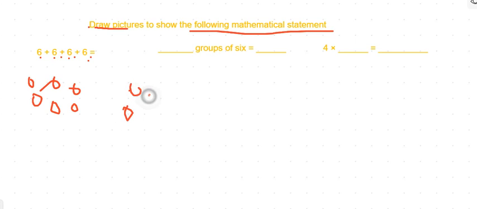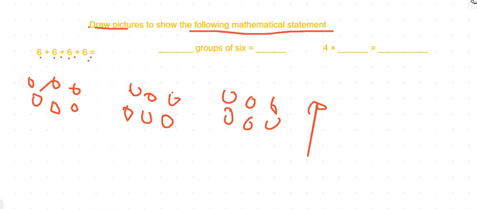1, 2, 3, 4, 5, 6. 1, 2, 3, 4, 5, 6. 1, 2, 3, 4, 5, 6. So we're doing 4 groups of 6.